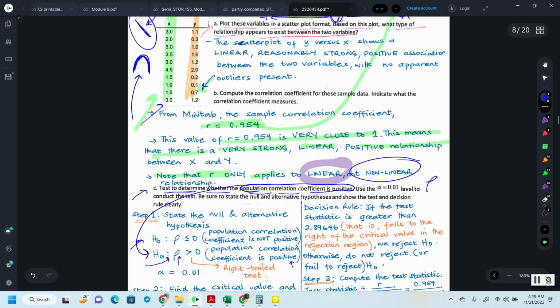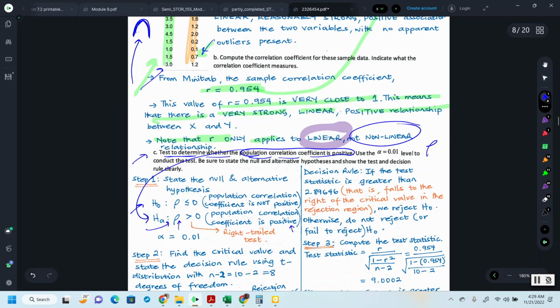Remember, the null hypothesis will be the opposite scenario, which will be less than or equal to 0. This is based on what we learned under hypothesis testing. So you want to be sure to state the null and alternative hypotheses, which is what we have done. The test hypothesis is the alternative, where we want to test if the population correlation coefficient is positive. And so the null hypothesis will be the reverse, that it is not positive or equal to 0. And we would like to carry out this test at alpha equals 0.01 level of significance.